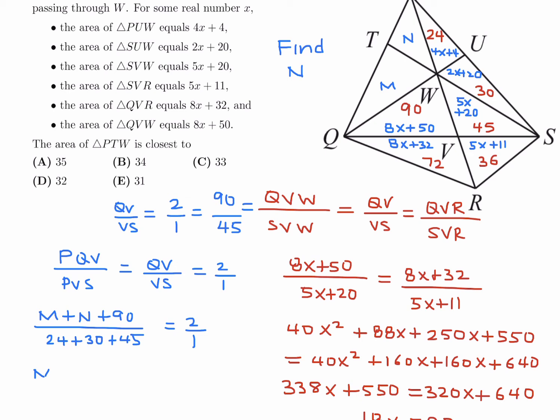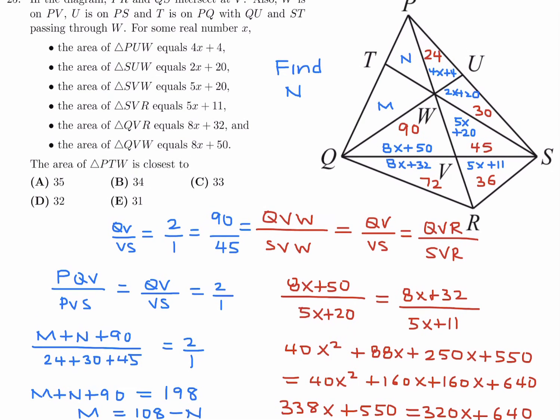And that looks like M plus N plus 90 is going to be, if I cross multiply, 24 plus 30 plus 45 is 99. Times 2 would be 198. So that means M is going to be equal to 108 minus N. All right, great. And I think we have just one more step to go and we'll get this. And that final step, I think, is to just look at the ratio.